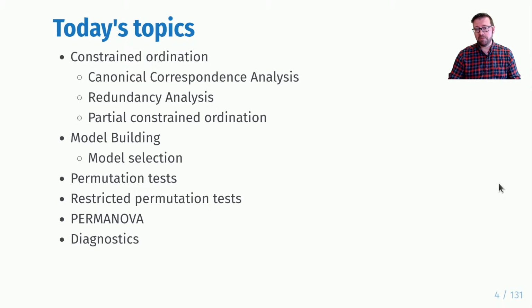And well, with constrained ordinations in general, it's not just vegan. Then we'll look at permutation tests and what vegan is actually doing when it's doing a permutation test. And then we'll look at the restricted permutation tests that allow you to handle a more diverse array of problems than you can with the simple randomization. And then we'll do PERMANOVA.